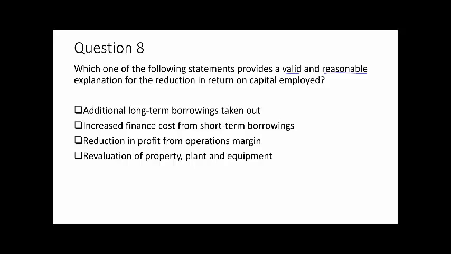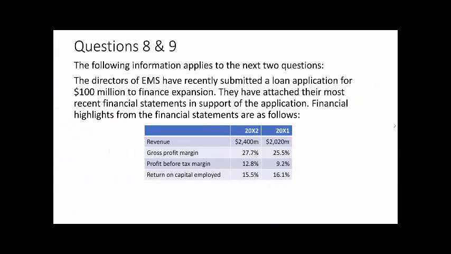So remember that return on capital employed is calculated by taking profit before interest and tax, sometimes referred to as operating profit, and dividing that by capital employed, where capital employed most commonly is really your equity and any interest-bearing borrowings. So if we go back to the information they've given us in the question, we can indeed see that return on capital employed has fallen slightly this year compared to last.